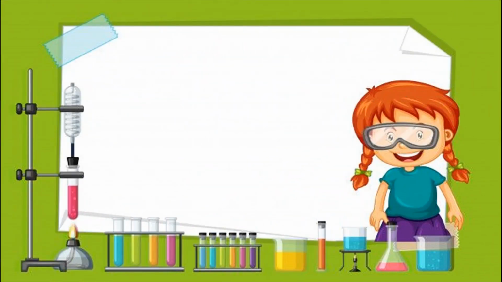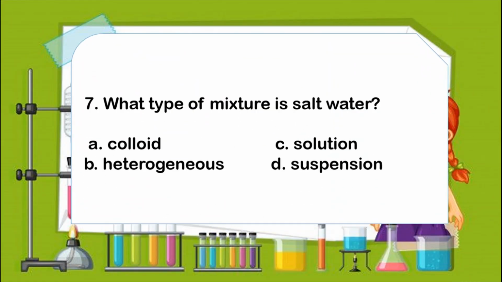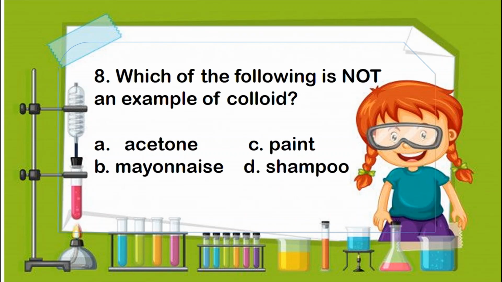Number 7. What type of mixture is salt water? A. Colloid, B. Heterogeneous, C. Solution, and D. Suspension. The answer is solution. Number 8. Which of the following is not an example of colloid? A. Acetone, B. Mayonnaise, C. Paint, and D. Shampoo. Correct answer is acetone, not an example of colloid.